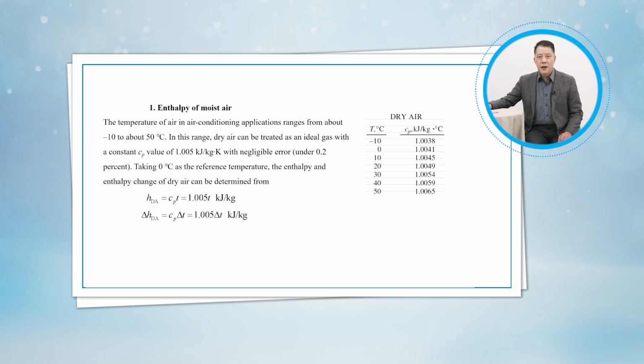The temperature of air in air conditioning applications ranges from about -10 to about 50 degrees centigrade. In this range, dry air can be treated as an ideal gas with a constant Cp value of 1.005 kJ per kilogram Kelvin with negligible error.